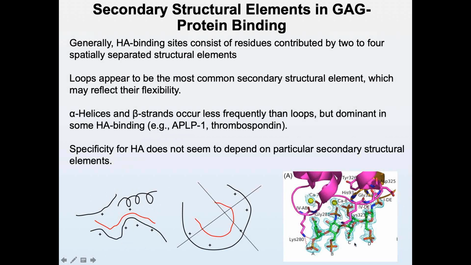And the loops are very important. In all the GAG binding proteins, you see a lot of loops. And the reason is the loops are very flexible, which allows the GAG to be able to fit optimally at this binding site.